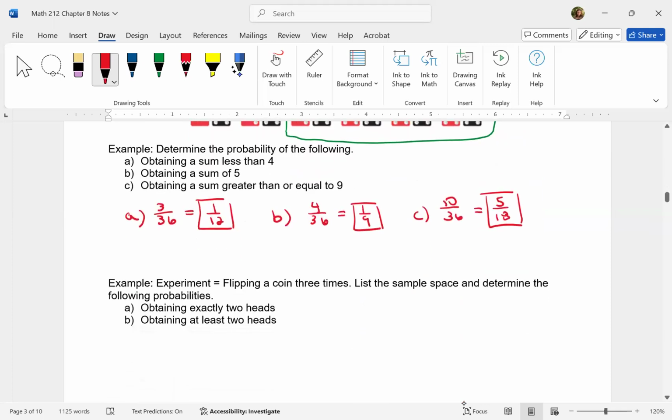Let's look at flipping a coin 3 times. Let's list the sample space and then determine the following probabilities. Okay, so let's start with the sample space. When you flip a coin 3 times, I'm just going to use H and T to make my life a little bit easier. So you could get heads, heads, heads. You could get heads, heads, tails.